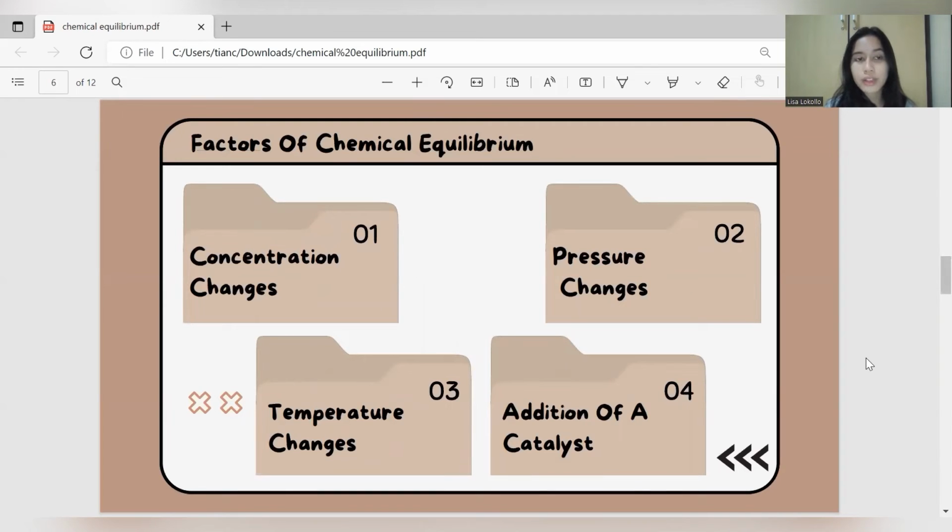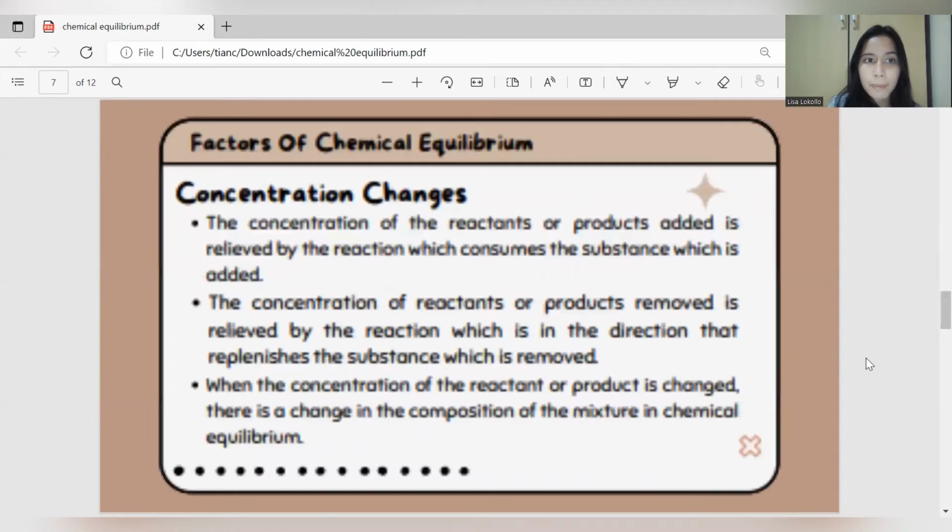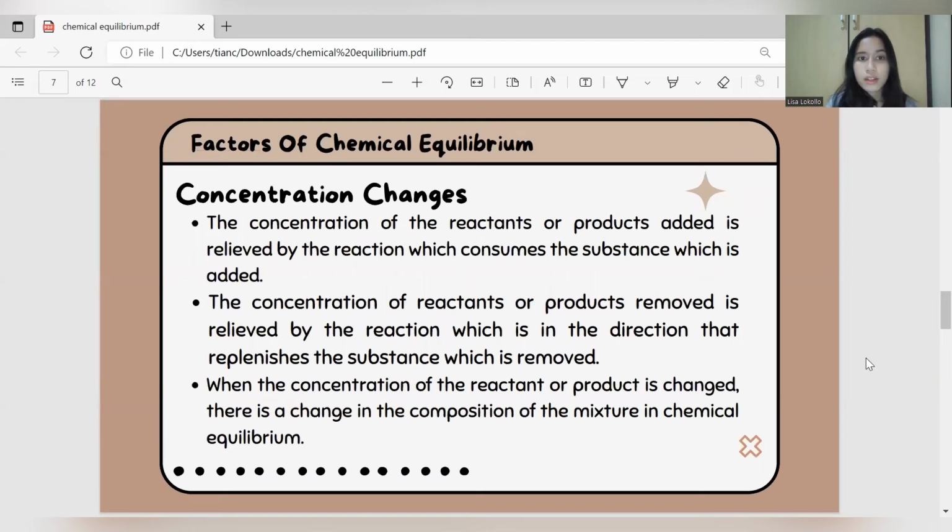The second topic that we're going to talk about is factors affecting chemical equilibrium. There are four points. The first one is concentration changes. The second one is pressure changes. Then temperature changes, and the last one is addition of a catalyst.